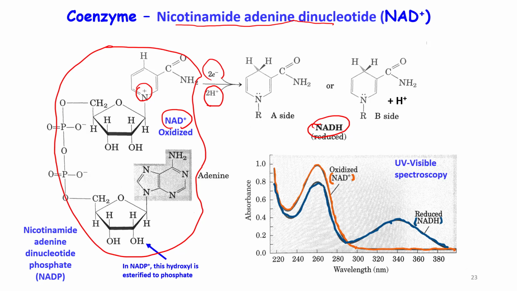So NAD plus undergoes reduction to become NADH. Okay, how can we tell whether you have NAD plus in solution or NADH in solution? We can use what is called UV visible spectroscopy.